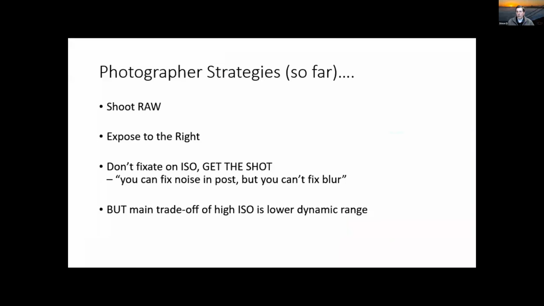So what we've learned here as photographers is shoot raw, expose to the right, so we catch more photons. Don't fixate on ISO. We can fix that in post, but you can't fix blur. So get the shot. And then the main trade-off of high ISO is lower dynamic range.